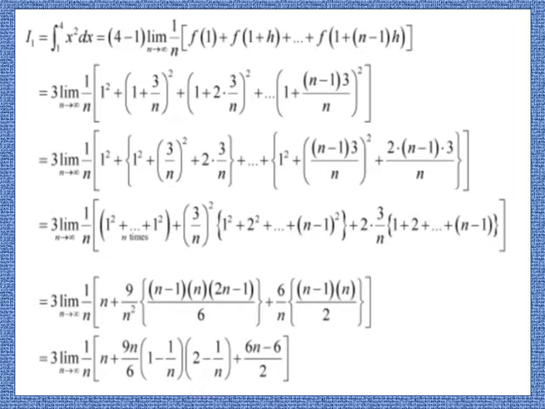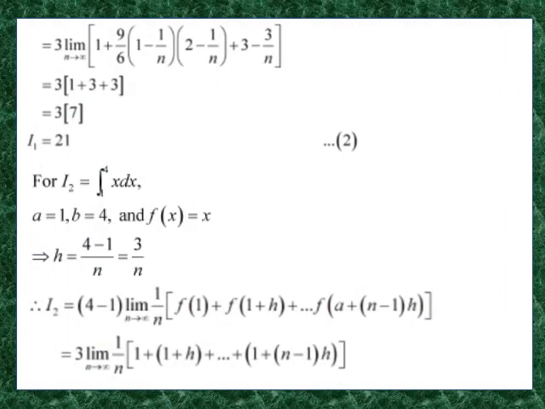So this will give 3 times the limit as n tends to infinity of 1 upon n times [n plus 9 upon n square into (n minus 1) n (2n minus 1) upon 6 plus 6 upon n into (n minus 1) n upon 2], which on simplification, or taking 1 upon n common, will give 3 times the limit as n tends to infinity of 1 upon n times [n plus 9n upon 6 (1 minus 1 upon n)(2 minus 1 upon n) plus (6n minus 6) upon 2]. Clear?